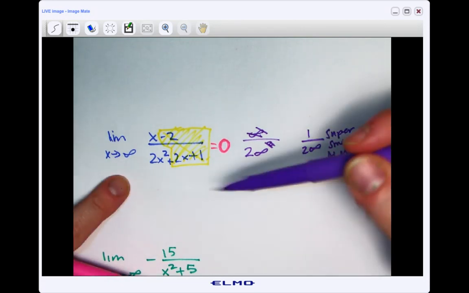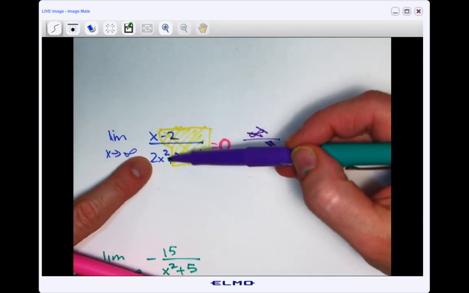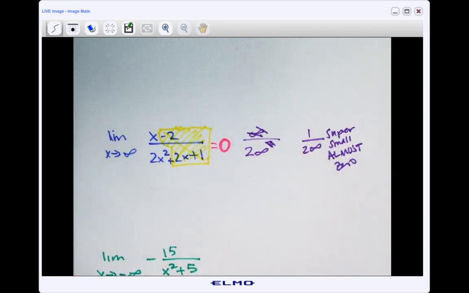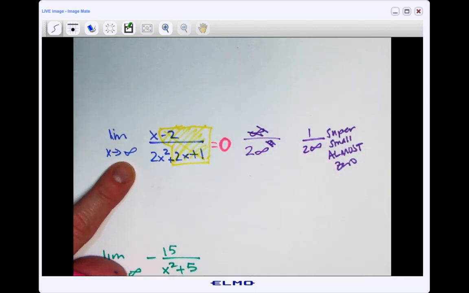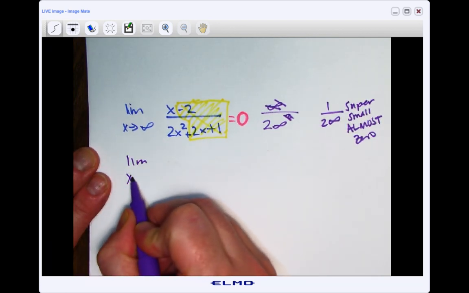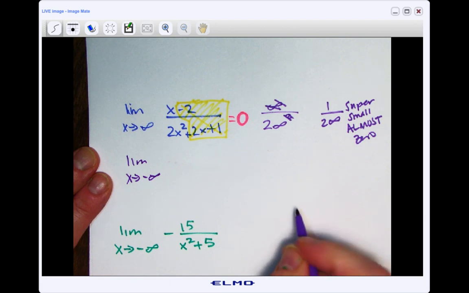And some of you learned it by the degree. So if the degree is bigger on the bottom than on the top, then you know that fraction is going to get close to zero. Now, the only thing you have to check on these guys is that it is different to say the limit as x approaches negative infinity.